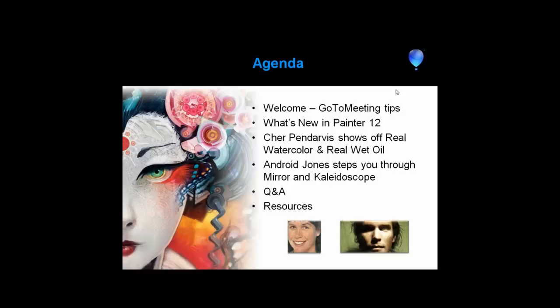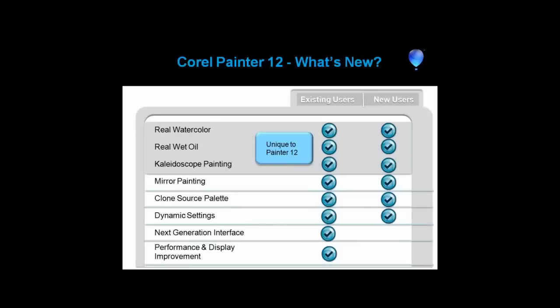So as far as what's new in Painter 12 at a very high level, we've got some fabulous new Real Watercolors and Real Wet Oils. And these really are taking lifelike emulation of traditional media to a new level. You're going to see when Cher is showing this to you, there's a full control panel where you can adjust to the minute detail everything about these beautiful new brush categories.